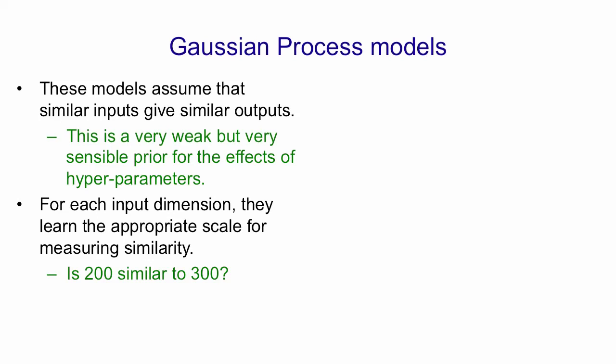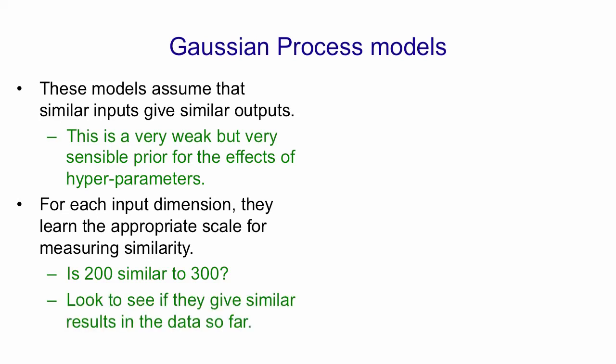If we don't know anything about neural nets, initially we have no idea. But we could look at the results of experiments so far. And if experiments with 200 and experiments with 300 tend to give very similar answers when you take into account the other differences between the experiments, then 200 is probably similar to 300, and so we set a scale for that dimension such that you need differences of much more than that to expect to get very different results.